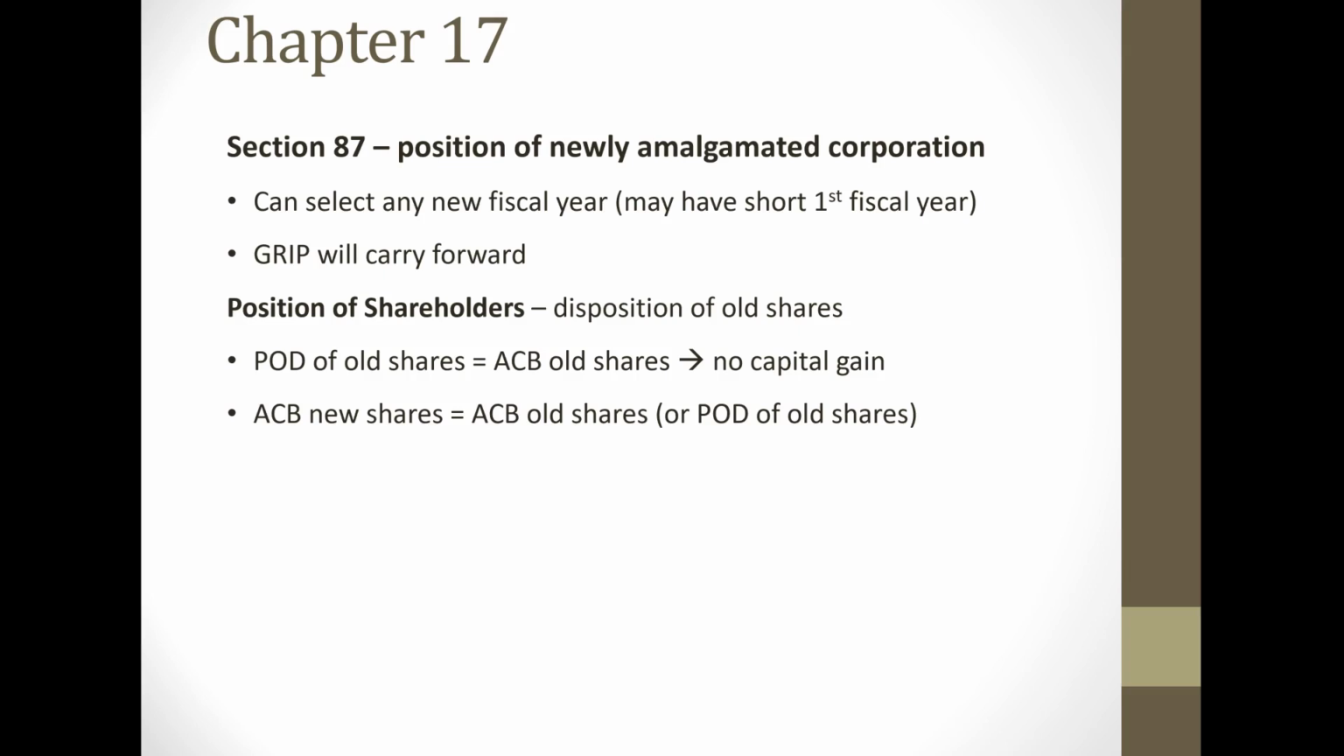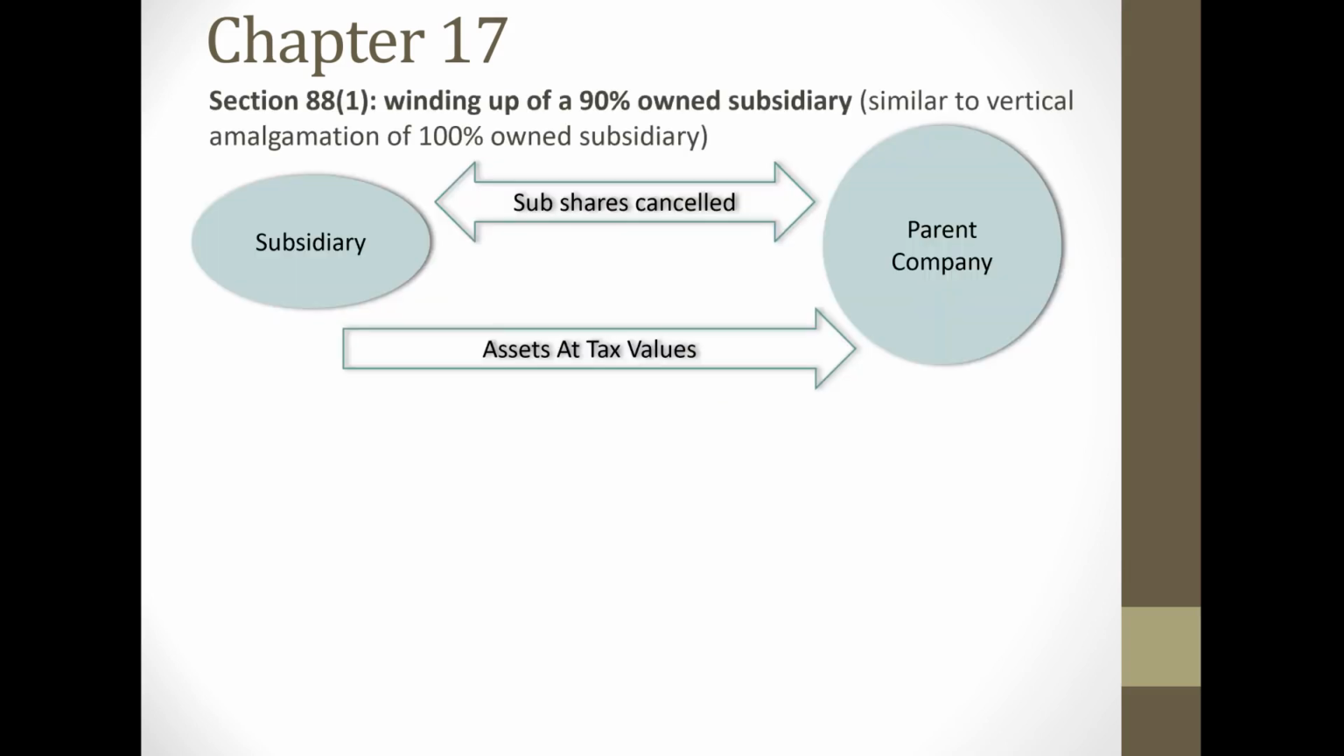So once again, no difference in terms of tax values. We're going to move on now to a Section 88(1) winding up of a 90% subsidiary. Section 88(1) winding up of a 90% subsidiary, the simple diagram is shown here. All that is happening is that we have a parent company that owns at least 90% of a subsidiary, and all it's going to do is going to be wound up into the parent company.